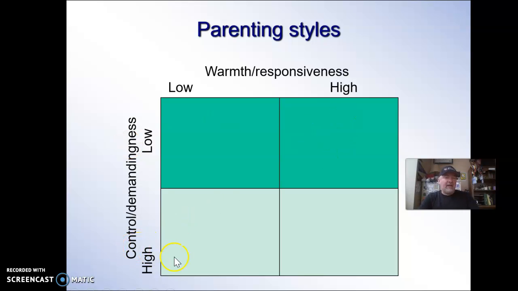If you have high control and low warmth, this is that authoritarian parent. This is the person who says, I don't care what you think, I don't have a lot of warmth, but I am going to control you. Where you want to be, the sweet spot for every parent is right here. This is the authoritative parent.